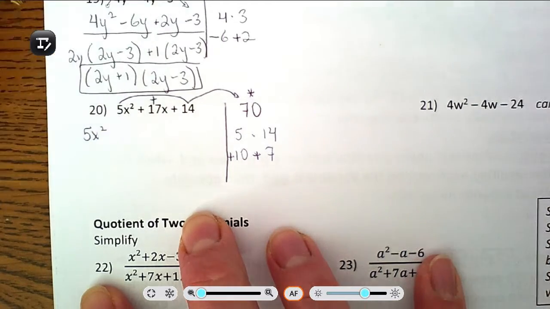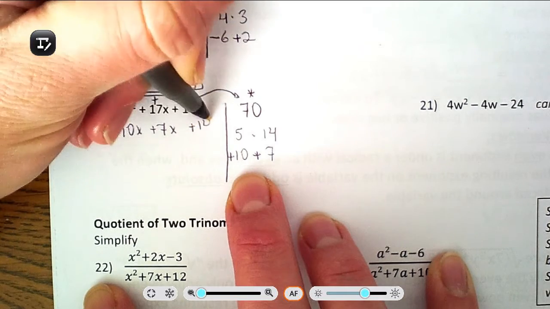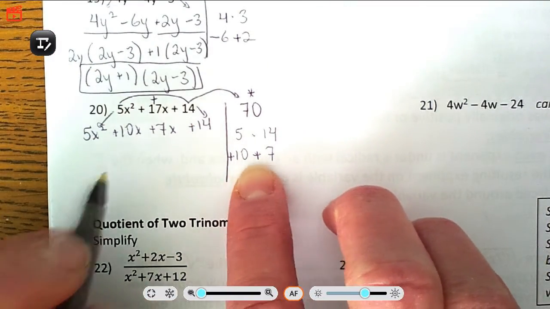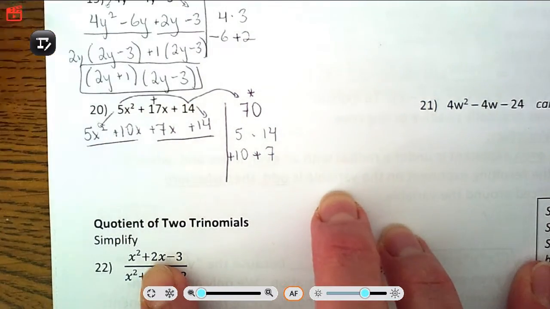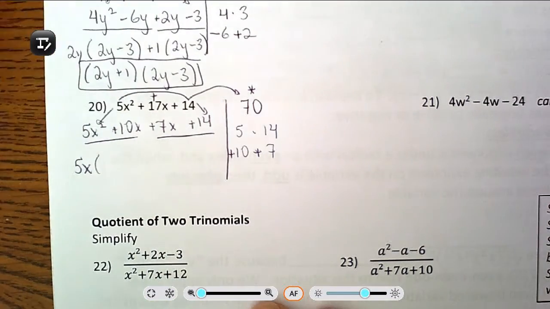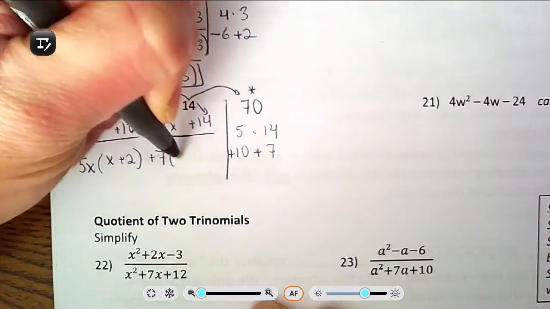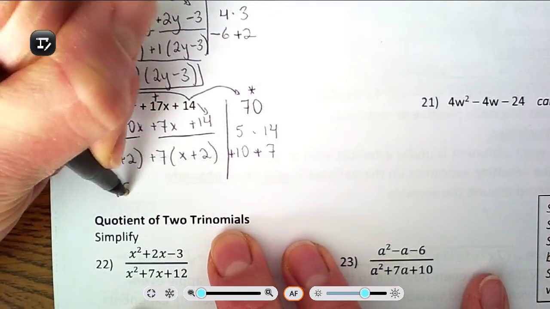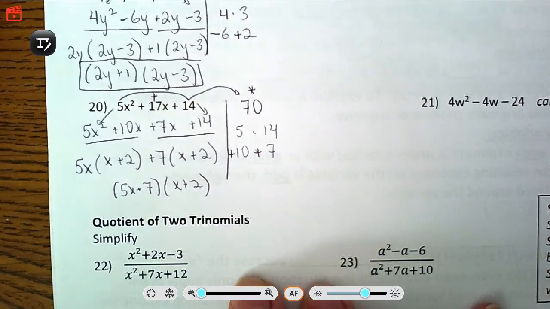Bring down the first term, plus 10x plus 7x, and plus 14 comes down. Remember, your 10 and your 7 came from this brainstorming. Two numbers that will multiply to 70 and add to 17. Underline, underline, and factor by grouping, and away you go. 5x comes out, x plus 2. Positive 7 comes out, x plus 2. They're identical. Put your 5x plus 7 together, and your x plus 2 gets written once.